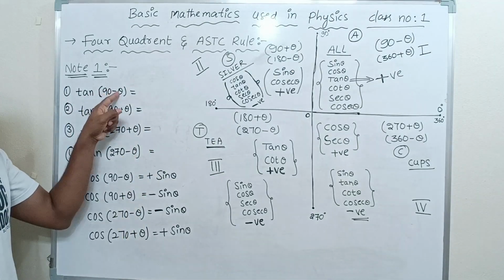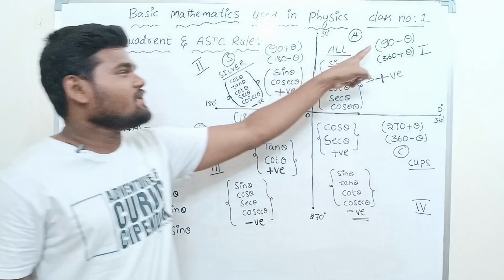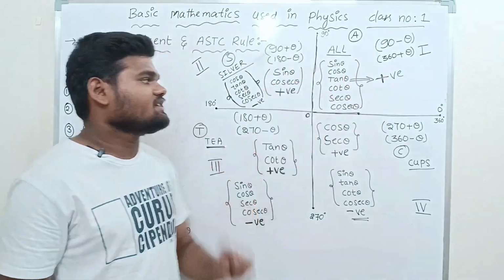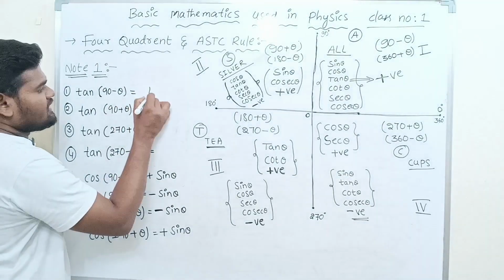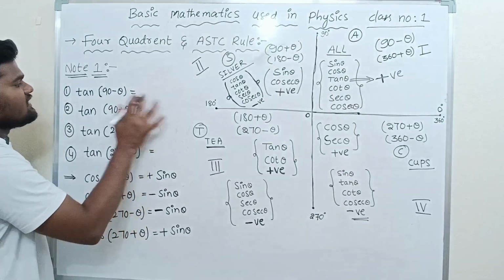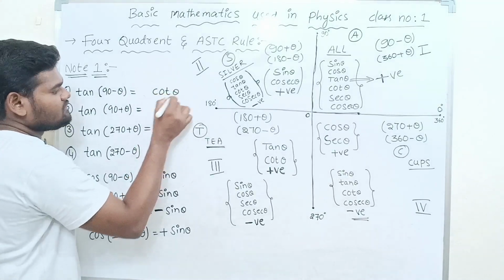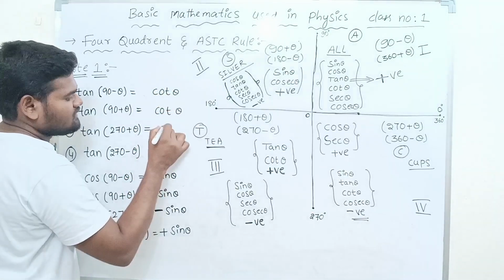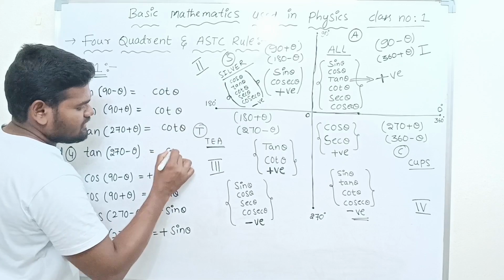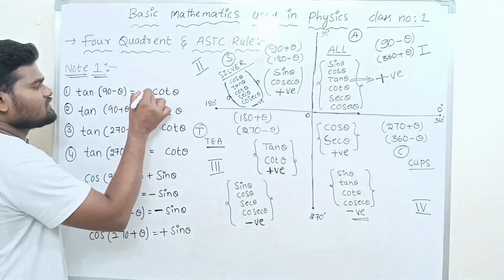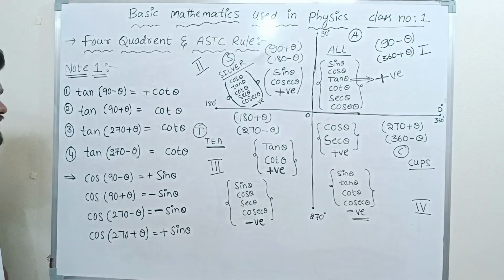Tan of 90 minus theta. 90 minus theta lies in the first quadrant. In the first quadrant, tan is positive. So at 90 and 270 degrees, tan can be converted as cot theta, cot theta, cot theta, cot theta. Tan 90 minus theta is in the first quadrant, where tan is positive.